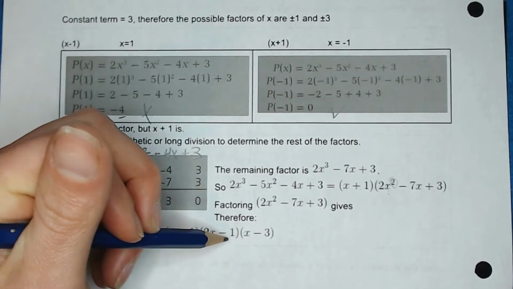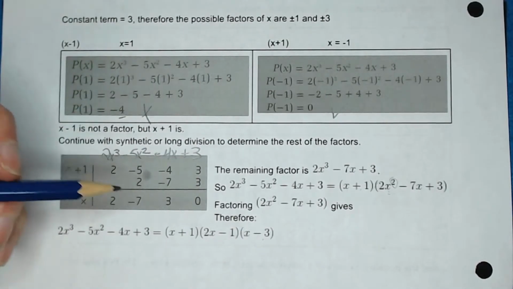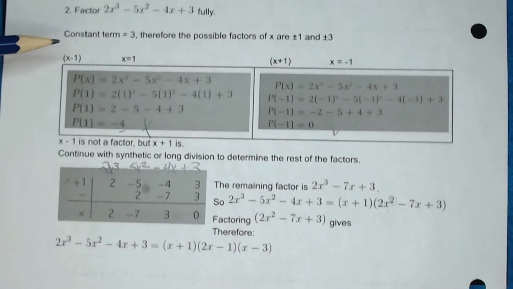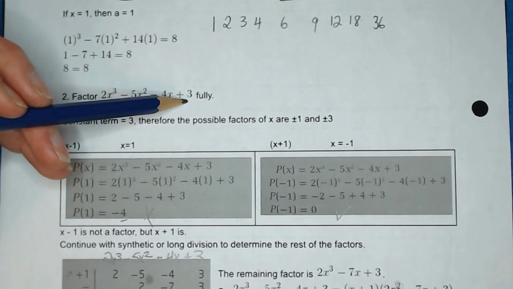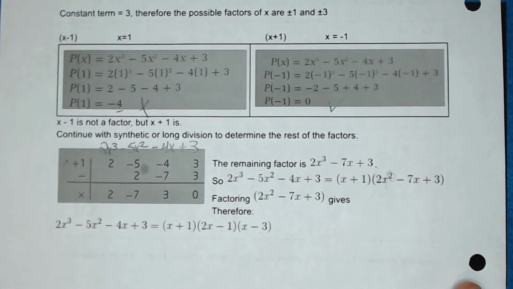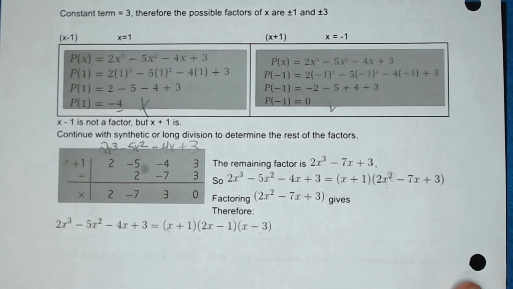So we have 2x minus 1, x minus 3. Of course, it works in this situation. And these are all the factors of our original function, 2x cubed minus 5x squared minus 4x plus 3. So if you multiply these two together in a calculator that does polynomials, then you will see that your end result will bring you back right to where you started.